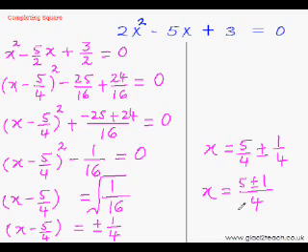So now we can separate these two roots. So one root will be x equal to 5 plus 1 over 4. 5 plus 1 is 6 over 4. And the other root would be 5 minus 1 over 4. 5 minus 1 is 4 over 4. So now just simplify these fractions.